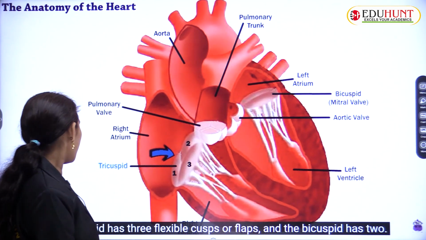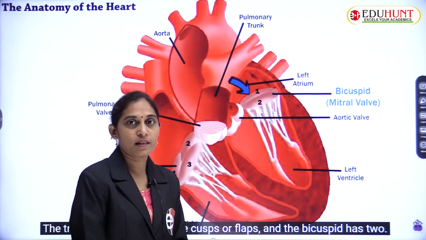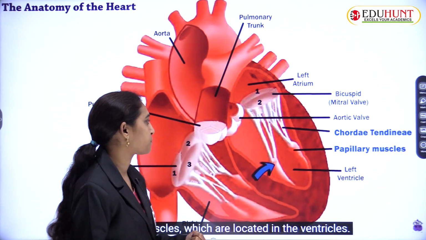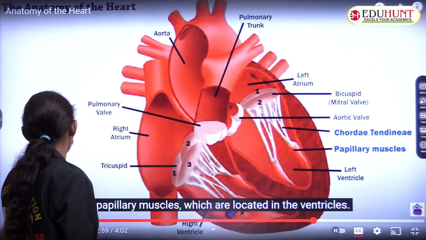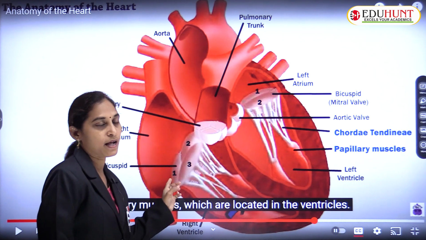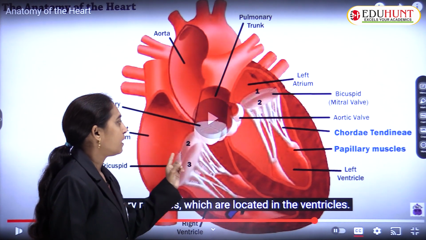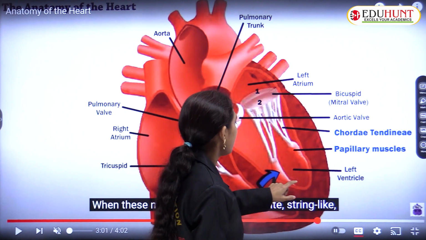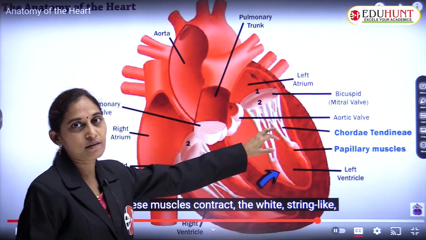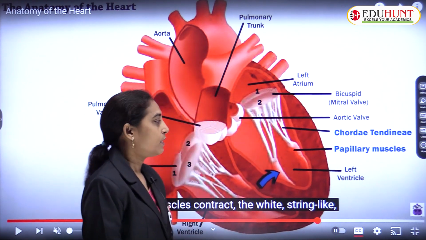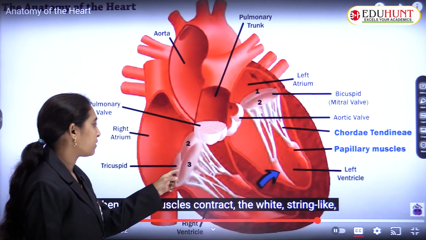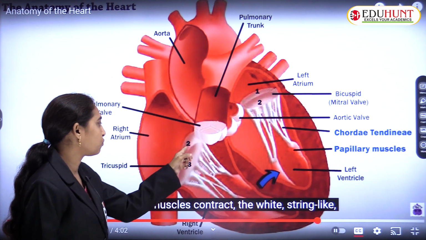The tricuspid valve has 3 flexible flaps, whereas the bicuspid valve has 2 flexible flaps. This is the tricuspid valve, which has 3 flaps, and the bicuspid valve has 2 flaps, 1, 2. These are the 2 flaps of the mitral valve or the bicuspid valve. The 3 flaps of the tricuspid valve are designated by 1, 2 and 3.